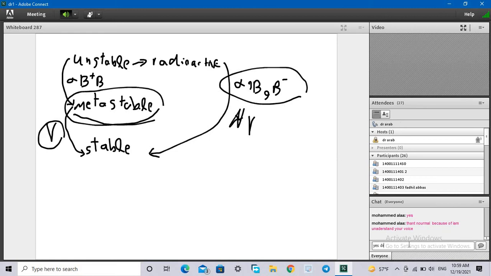Did you get this point? The difference in reactions that occur from the unstable state to stable, or from the metastable to stable. That's very good.